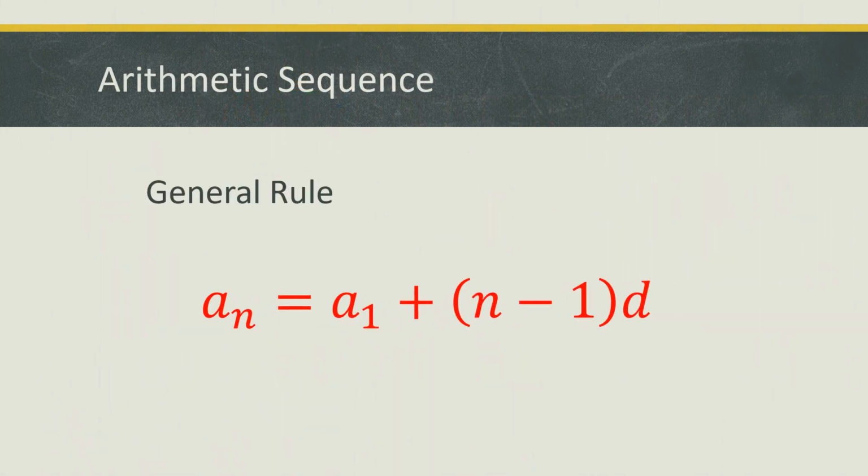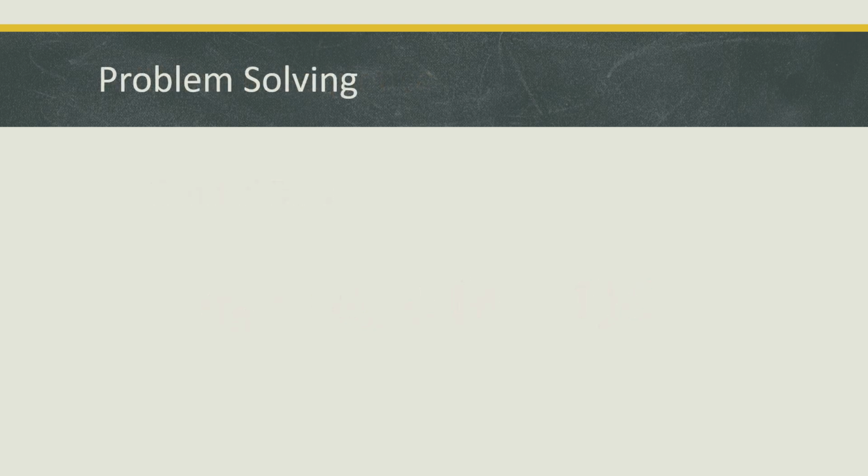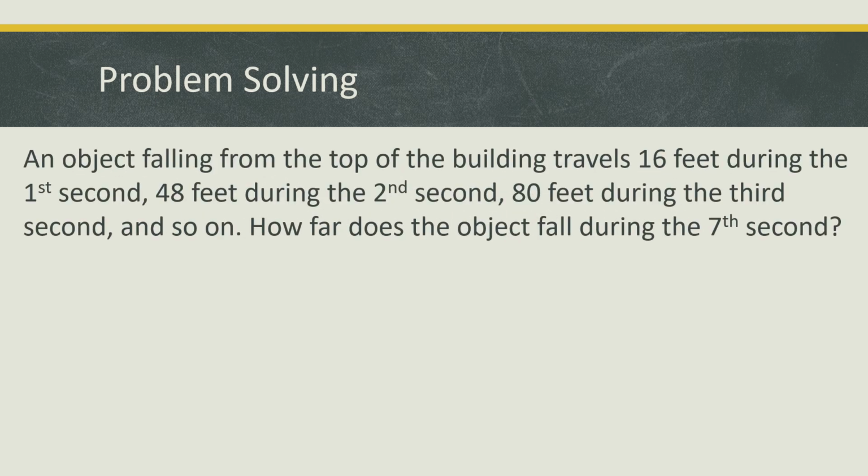Arithmetic sequence. As we discussed this lesson in our other videos, the general rule or formula that we are using is a sub n is equal to a sub 1 plus n minus 1 multiplied by the common difference d. We can use that formula to solve some problems involving arithmetic sequence.